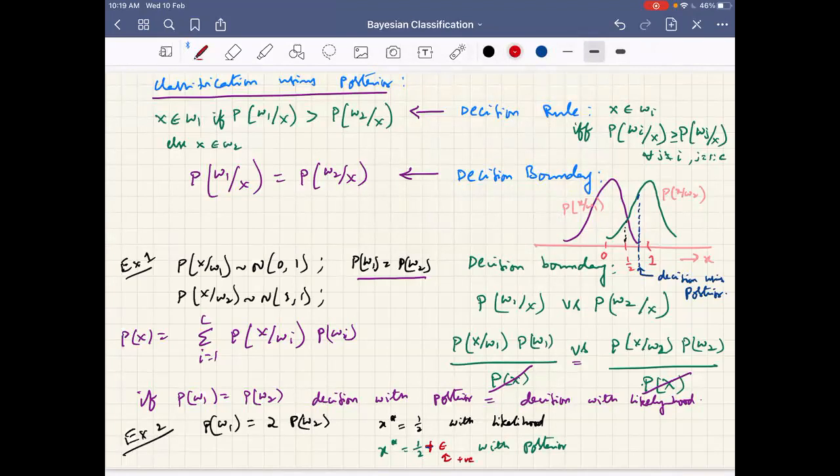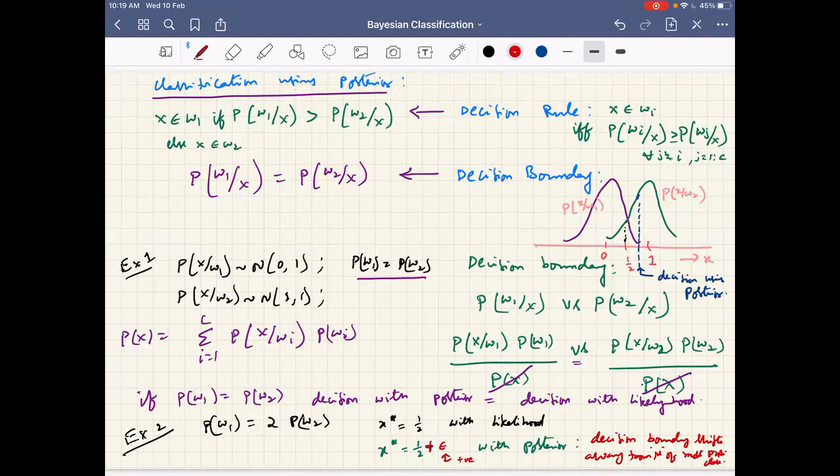The shift is away from the mean of the most probable class. Since the prior probability of omega 1 is higher, whichever class is higher, the decision boundary shifts away from the mean of that most probable class. So in other words, the decision boundary shifts away from mu of the most probable class. Okay, is this clear?